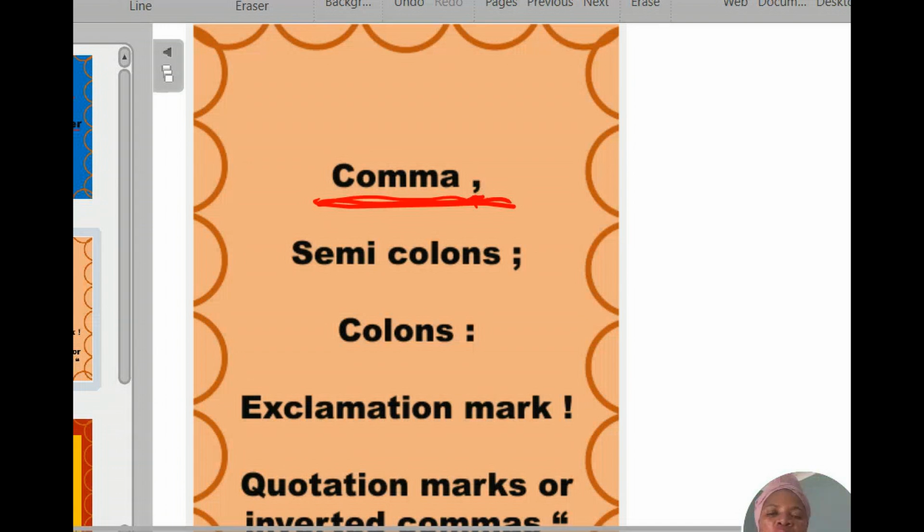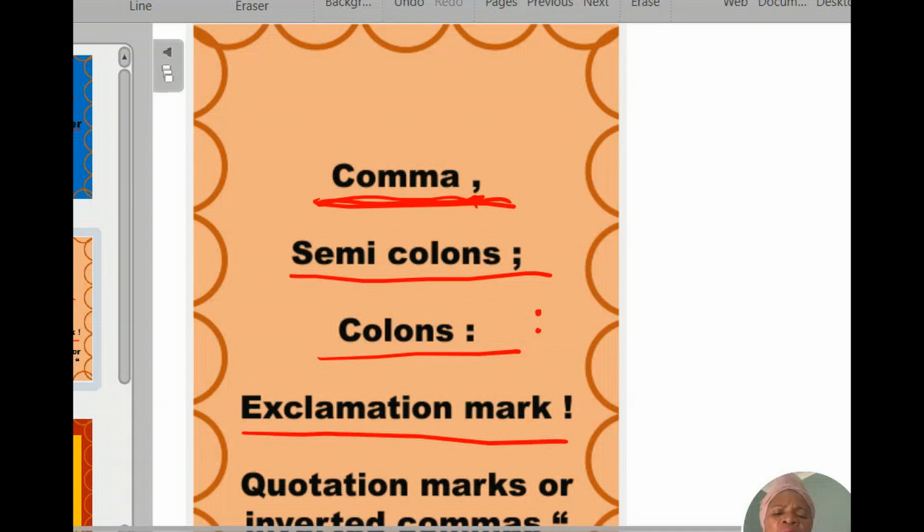Okay, so we move on to semicolons and colons, which are dots, one on top of the other. Colons, we will learn how to use them in some activities which are specifically for that. And then we've got the exclamation mark. The exclamation mark is for exclaiming ideas, where we are saying things loudly.